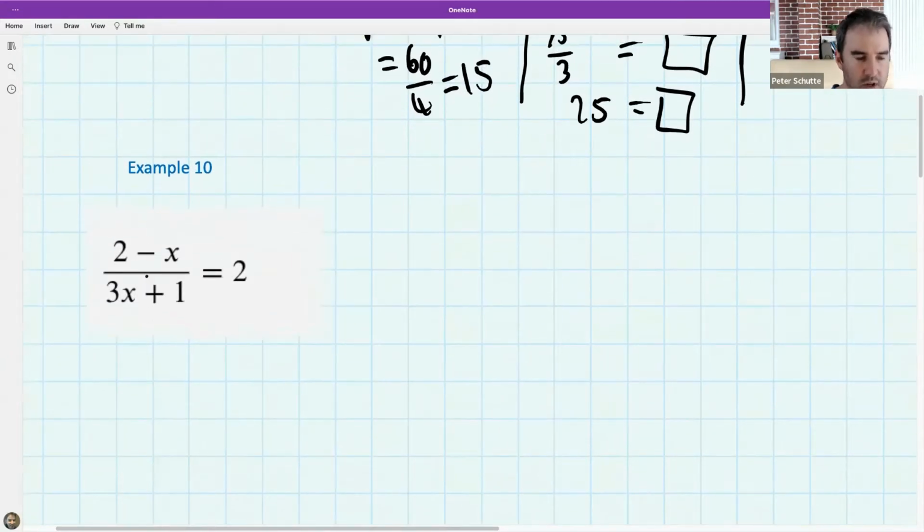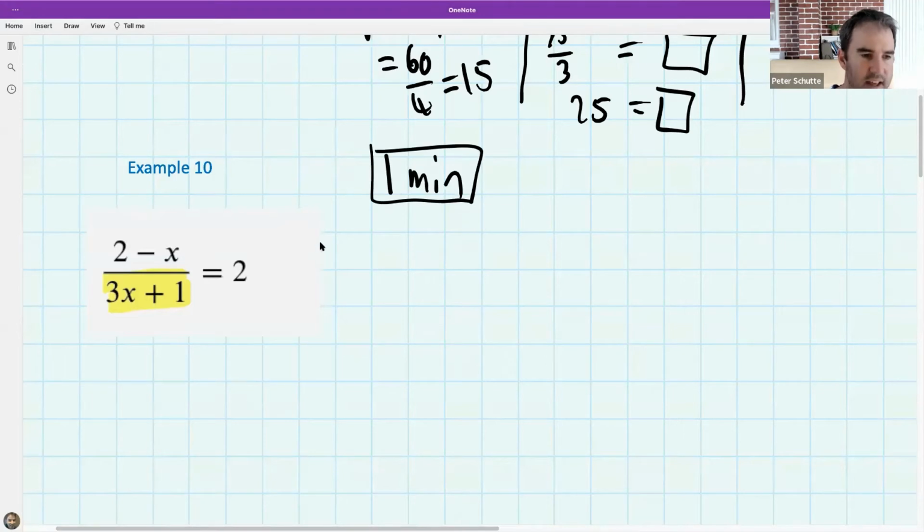Okay, now example 10 is a little bit harder. I want you to try and use the logic that we've used so far. And I'm going to emphasize the fact that the thing that is making this question difficult, the thing that's making it a fraction, is this 3x plus 1. I just want to give you 1 minute, and then I will come along and show you how to do it. But using the same ideas as we've shown above, how would you solve this equation?